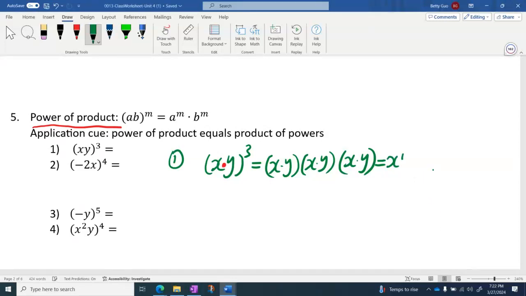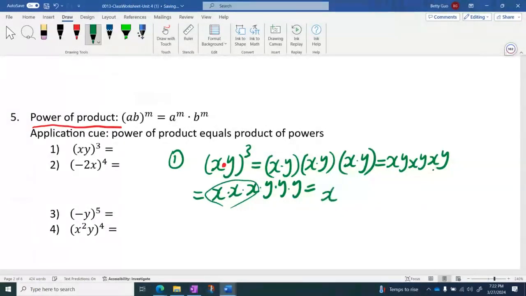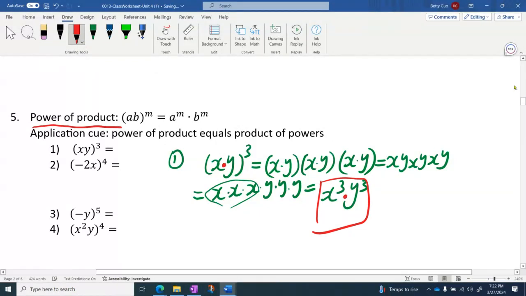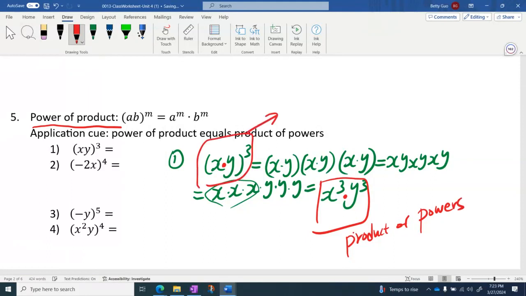So what we can do is switch the order and write the three x's together and then the three y's together. The three x's give us x cubed. The three y's give us y cubed. Then look at the structure of this expression: it is a product of powers, and the original is a power of a product.